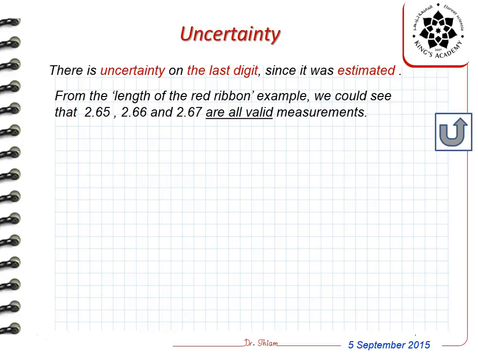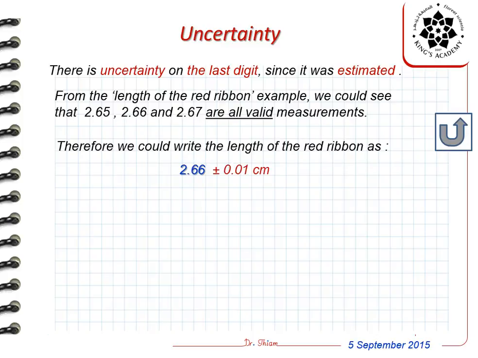And we said all these numbers, 2.65, 2.66, 2.67, or for that matter, any non-zero digit on the second decimal is valid. So 64, 65, 66, 67, 68, all of those are good. And that includes also 61 and 69. We could write the length of the red ribbon as 2.66 plus or minus 0.01 centimeters.